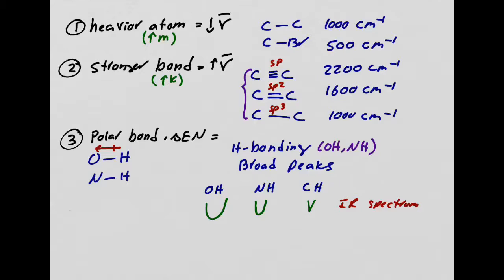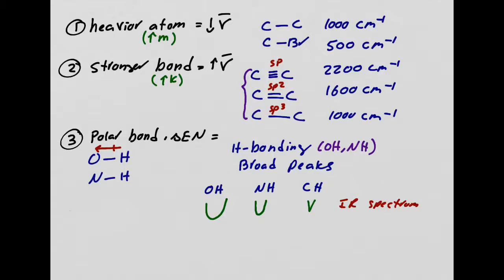Okay, beautiful. So far, heavier atom, you're going to have a low wave number. Stronger bond, you're going to have a higher wave number. And we said the polar bond, because it absorbs so much energy, you're going to have a peak that is broader than a normal peak. Okay, one last one. Ready for number 4? Last one, you're almost there.